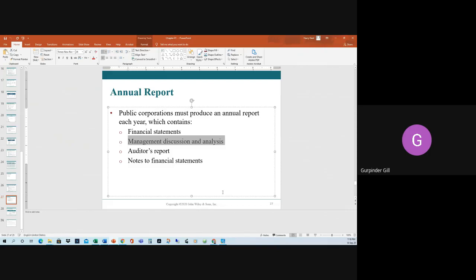Then comes your auditor's report. Anytime a business is audited, they have to send that auditor's report. In fact, the auditor's report is the first page of the financial statements. So whoever is looking at your financial statements, the first thing they see is the auditor's report. Then comes your financial statements in the order we discussed. Now, any thoughts on auditor's reports, or which companies need to get audited? Do auditors have to be external, or can they be internal as well?